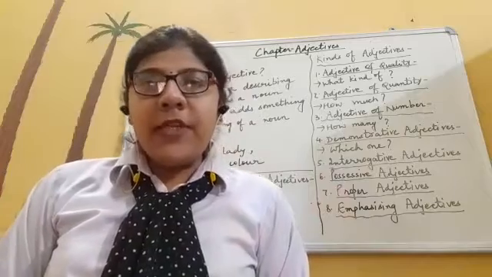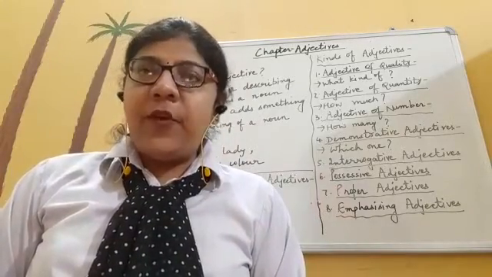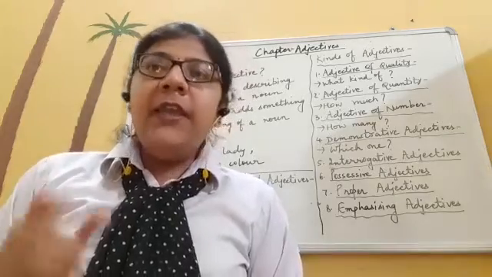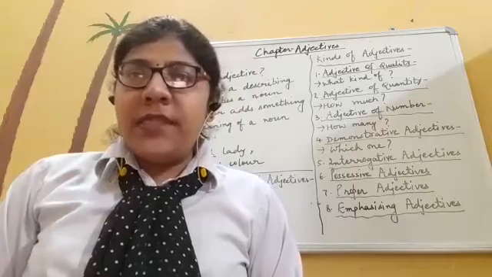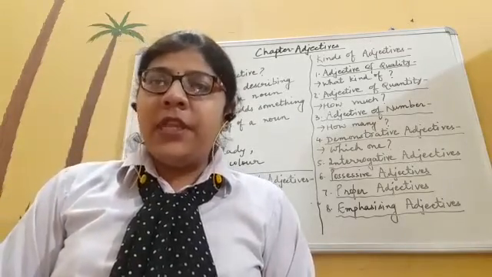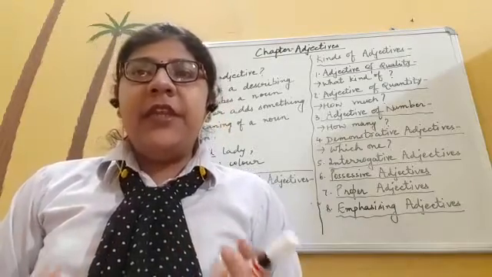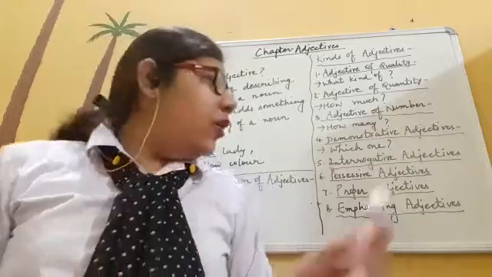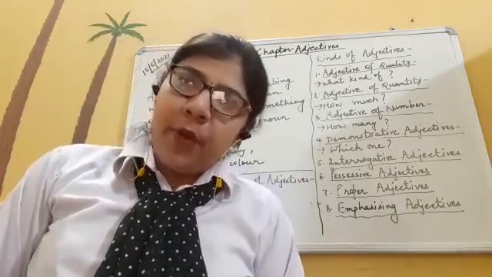Next, proper adjectives, very simple. Those adjectives which are basically formed from proper nouns. Like I have ordered Italian food. So the word Italian, you can see, is basically derived from the proper noun Italy. So Italian will be a proper adjective. Italian, Indian, American, all these are proper adjectives because they are obtained from proper nouns.